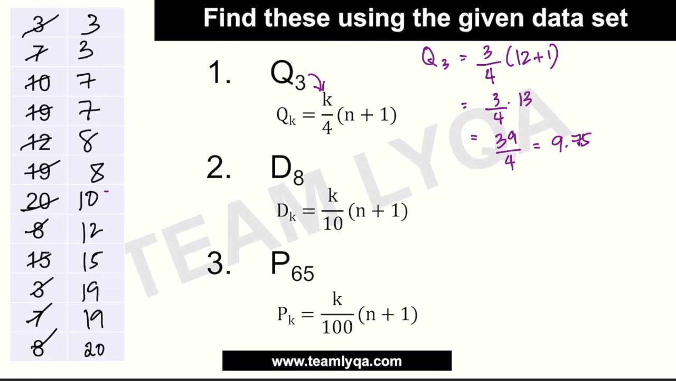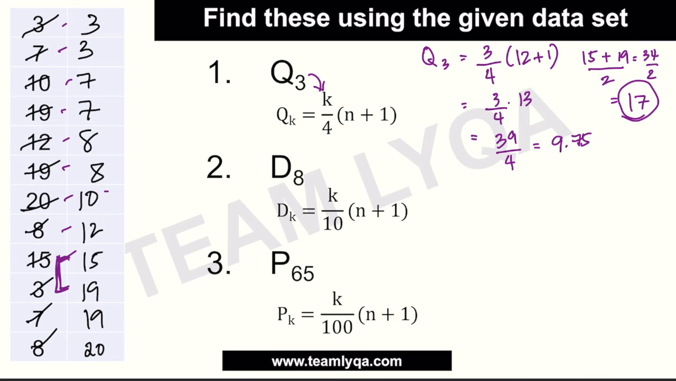Now, hahanapin na natin siya dito. So, you have 1, 2, 3, 4, 5, 6, 7, 8, 9.75. Ibig sabihin, nasa pagitan niya dito. Okay? So, now we have 15 plus 19, which is going to give us 34. Tapos, i-divide natin yan sa 2. I-average natin. So, this is going to give us 17. So, yung ating third quartile ay 17.